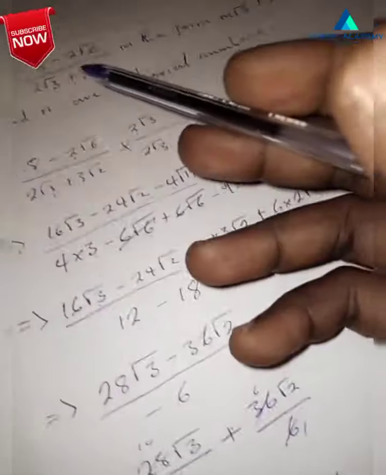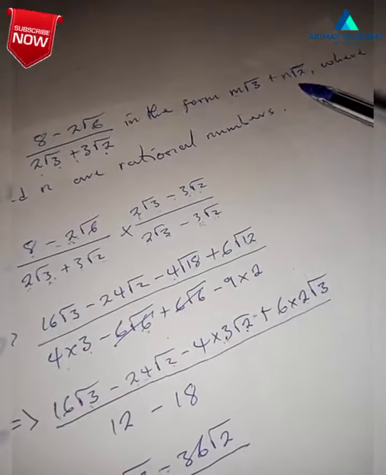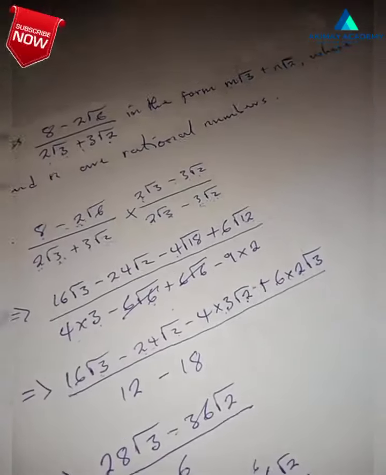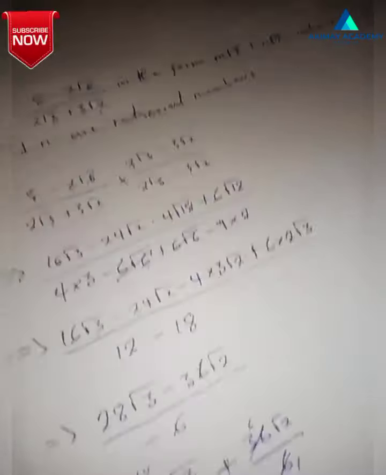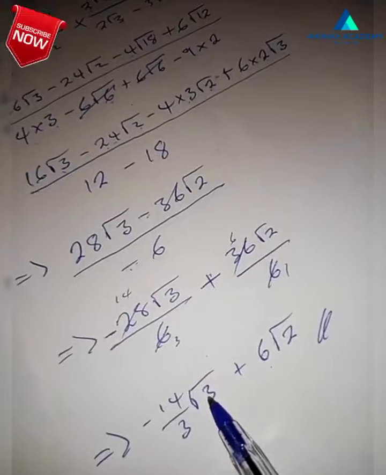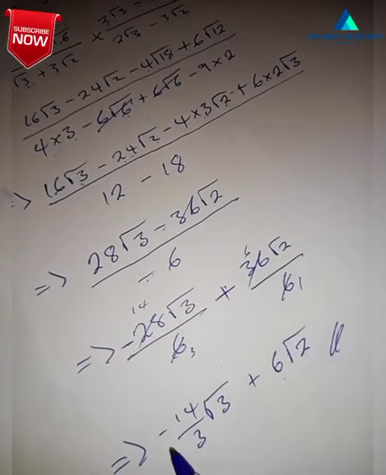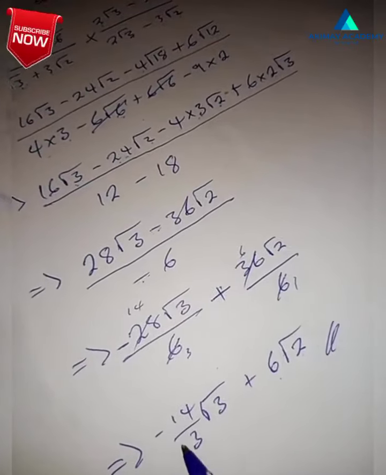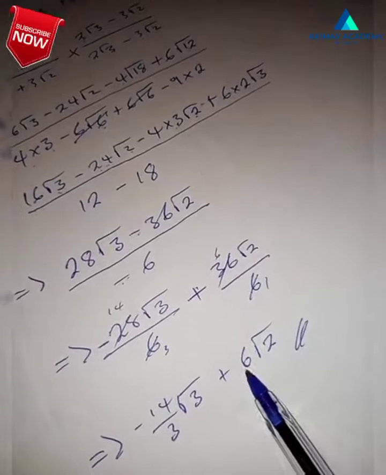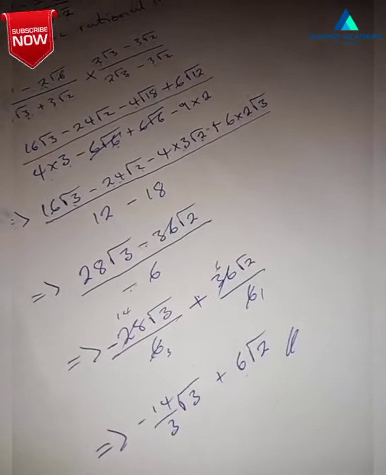So this will be our final answer for this expression. They say we should express this expression in the form m root 3 plus n root 2, where m and n are rational numbers. Here you can see that we have been able to express them in that form because we have root 3 here, we have root 2 here, and the values of m and n will be minus 14 out of 3 and 6 respectively. So that's what we did last time, and this is a revision on it.